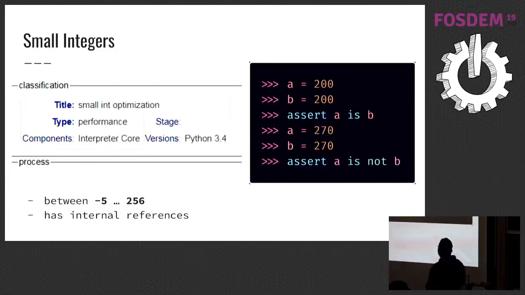And there are small integers. It's an optimization for CPython. Python pre-allocates integers between negative 5 and 256. There are internal references to the integers, and it brings optimizations.